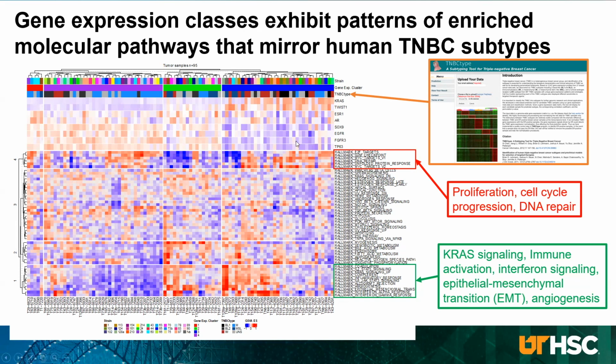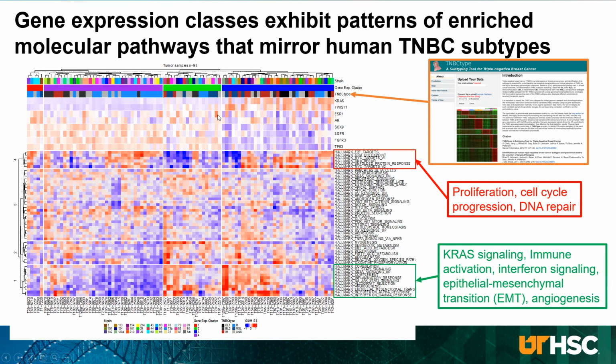You also see enrichment in 2 of these classes for proliferation markers, cell cycle progression, and DNA repair. Those are typical tumor hallmark characteristics, so having those differentially expressed in the classes is somewhat interesting.